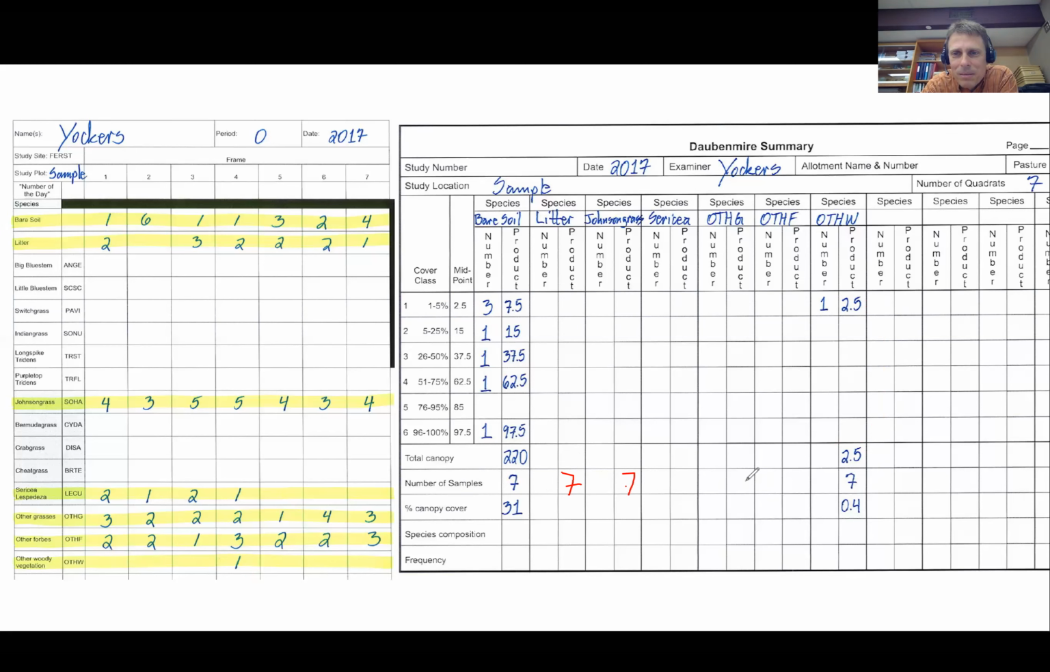Okay. Well, what happened to my pen? Hello? There's my fan that recovered. Okay. So it's going to be 7s all across here.